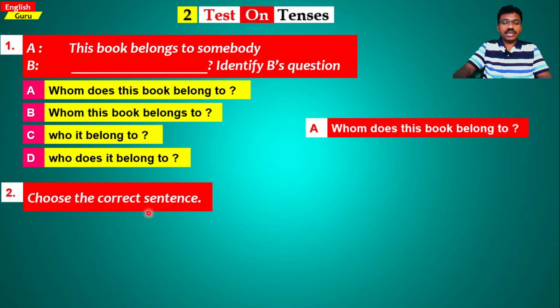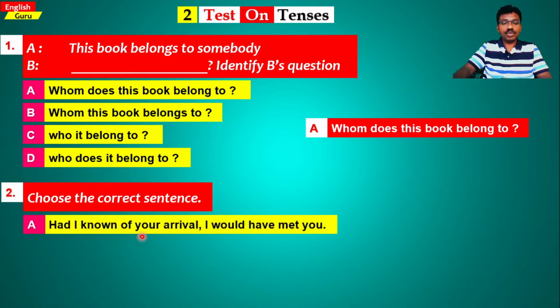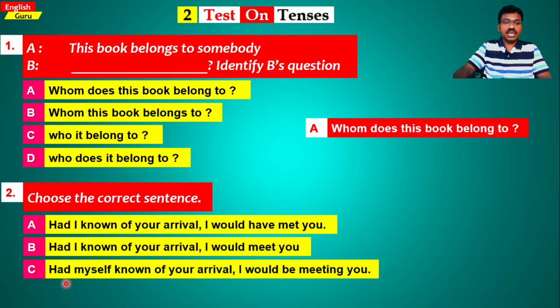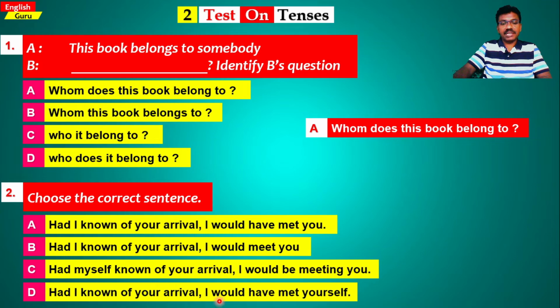The second one, choose the correct sentence. There are sentences given below. Let us see what they are. A, had I known of your arrival, I would have met you. B, had I known of your arrival, I would meet you. C, had myself known of your arrival, I would be meeting you. D, had I known of your arrival, I would have met yourself.